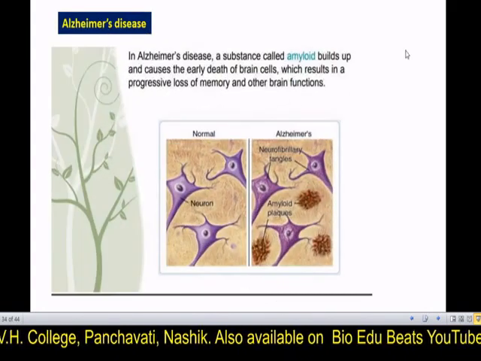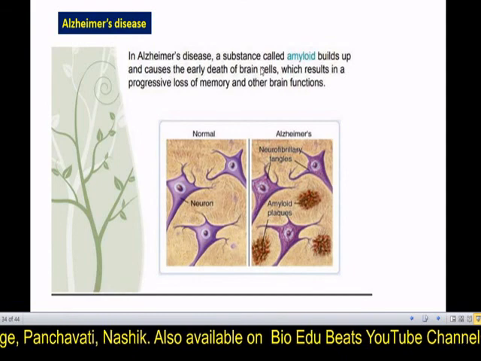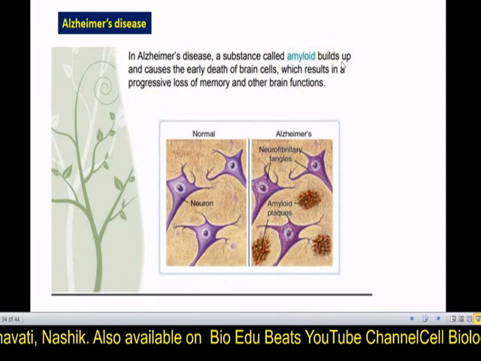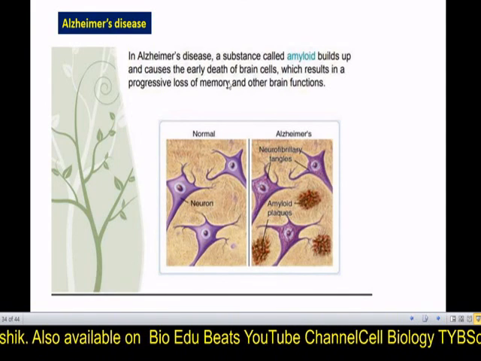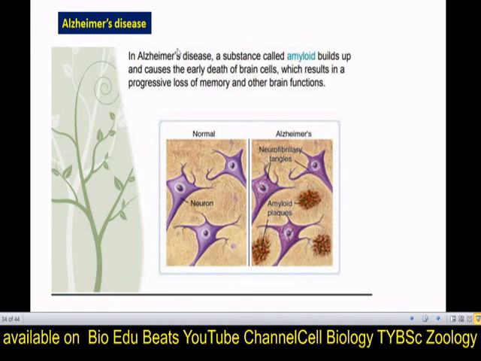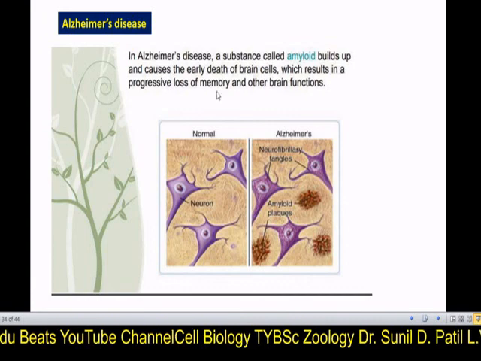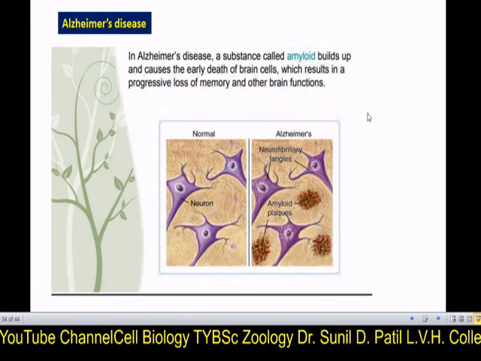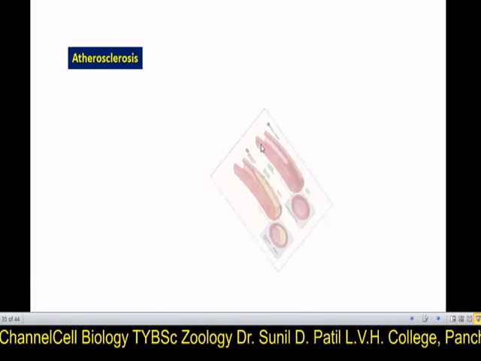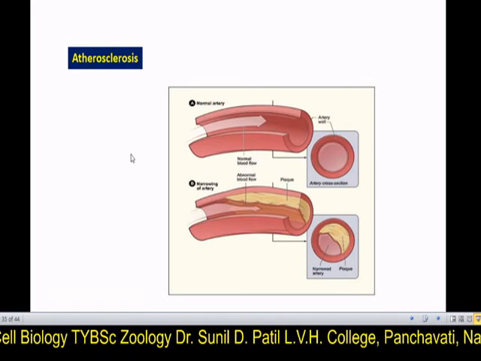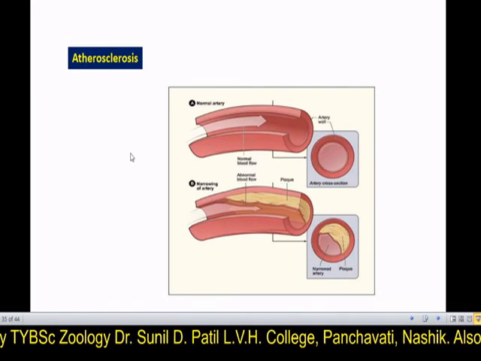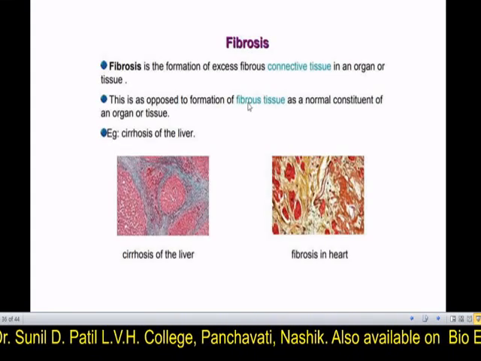Alzheimer's disease is one example you know very well. In Alzheimer's disease, a substance called amyloid builds up and causes the early death of brain cells. There is cell death in the brain, which results in a progressive loss of memory and brain functions. Then atherosclerosis is one effect. In the extracellular effects, you also know the diseases of bone marrow and bone.